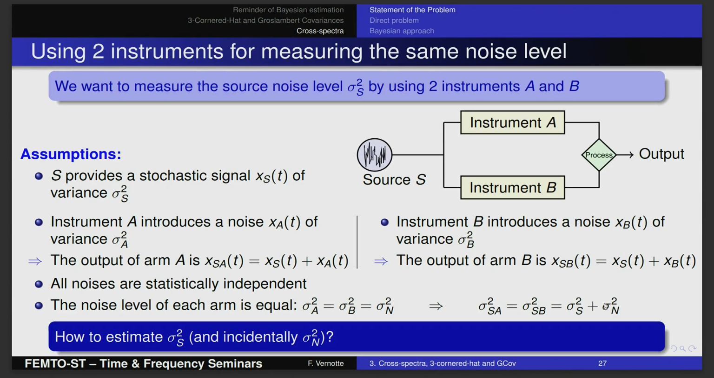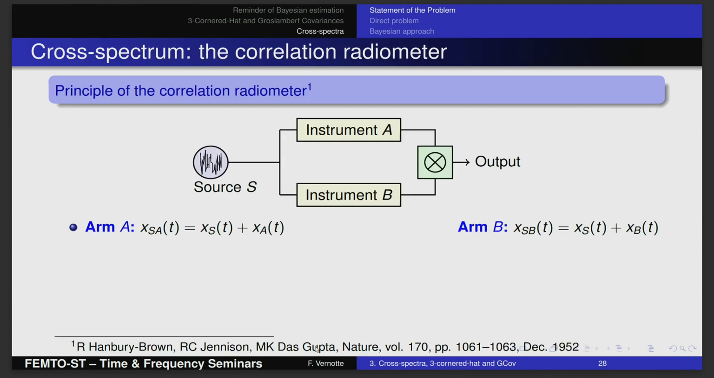How is it possible to estimate sigma square S, the level of the signal? And incidentally, if we can estimate this, you should be able also to estimate the variance of the noise level. So, first of all, we have to go back to the principle of the correlation radiometer, which has been invented by Hanbury Brown for radio astronomy in 1952. Thank you, Enrico, for this reference, which is a very basic reference of this.